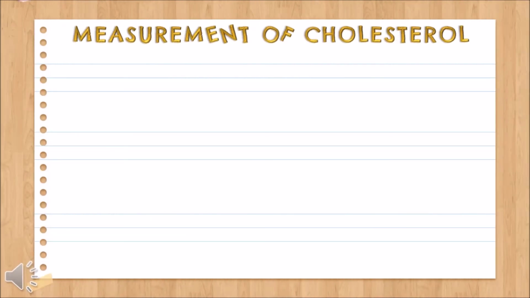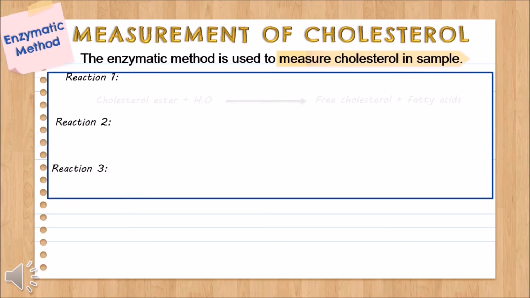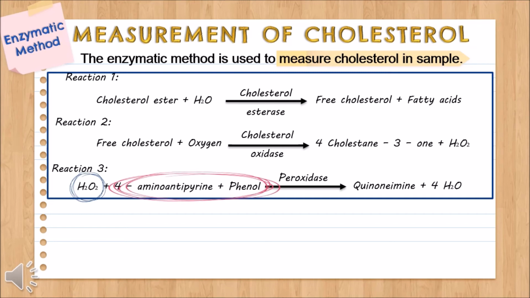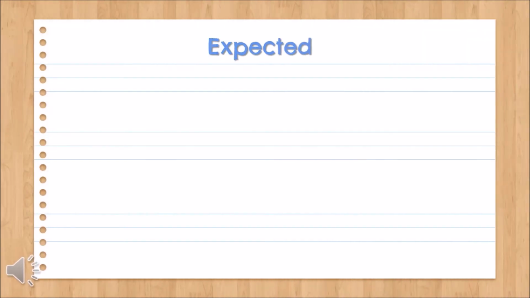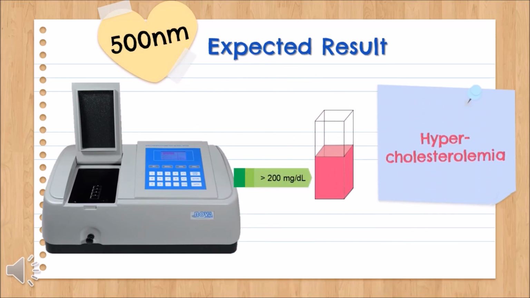On the other hand, the enzymatic method is a test conducted in order to measure the cholesterol concentration in a serum sample. According to the theory, this method requires 3 steps with different enzymes, which include cholesterol esterase, cholesterol oxidase, and peroxidase. In the final reaction, hydrogen peroxide, which derives from cholesterol oxidation, will react with chromogen to produce a pink to red color solution. The color intensity is directly proportional to the cholesterol concentration. By using a spectrophotometer with a wavelength of 500 nanometer, it is expected that the absorbance reading is high, which indicates hypercholesterolemia.